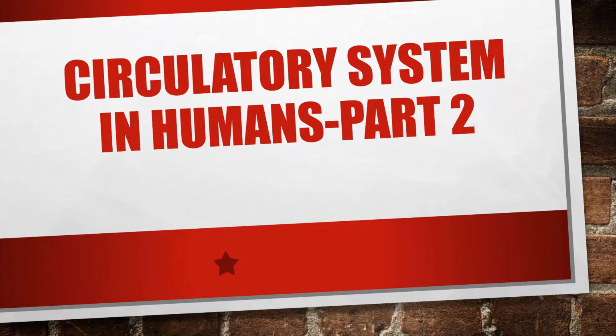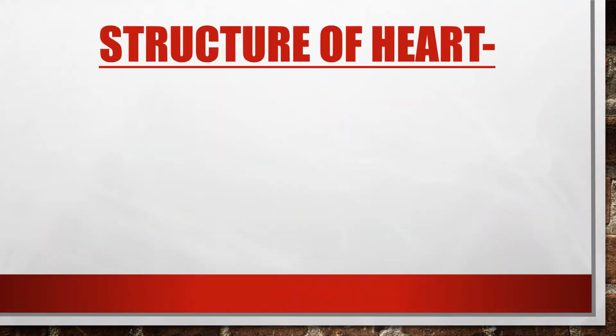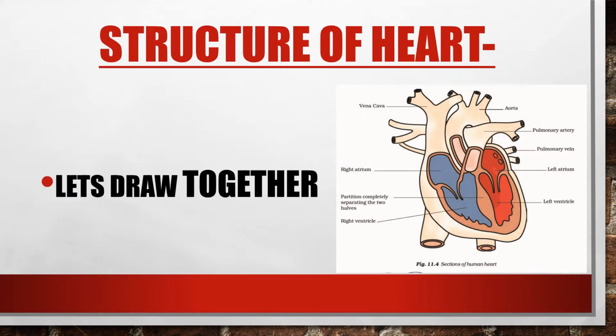My dear friends, today we will talk about the circulatory system in humans, and this is part 2. This has been taken from the transportation in organisms of class 7. In this part we will talk about the structure of the heart, and the structure of the heart in your textbook is given like this, which seems to be very difficult for you all to draw. So in this video, let's draw together.